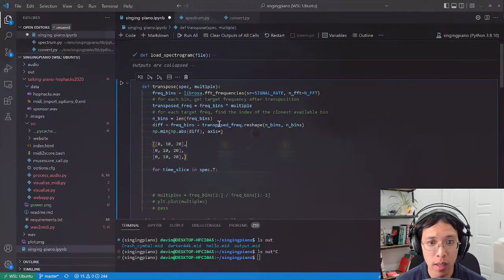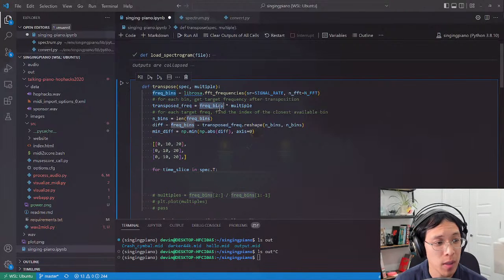Then it'll take that, subtract it with this, and what we want is the minimum over all the subtractions per row. So that means we want to do the minimum over axis 0, I think. We're going to find out very soon if I made a gross error here. Okay, so min diff is going to be back to the original dimensions, which is just n bins. And so this minimum diff tells us where we have the least amount of difference with our frequency bins.